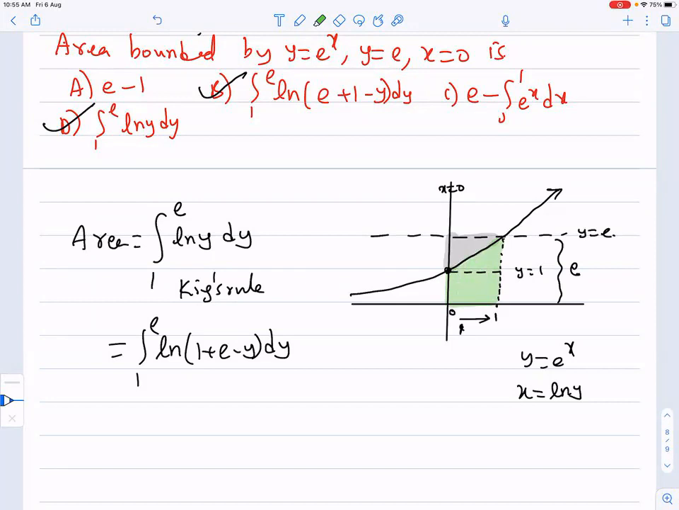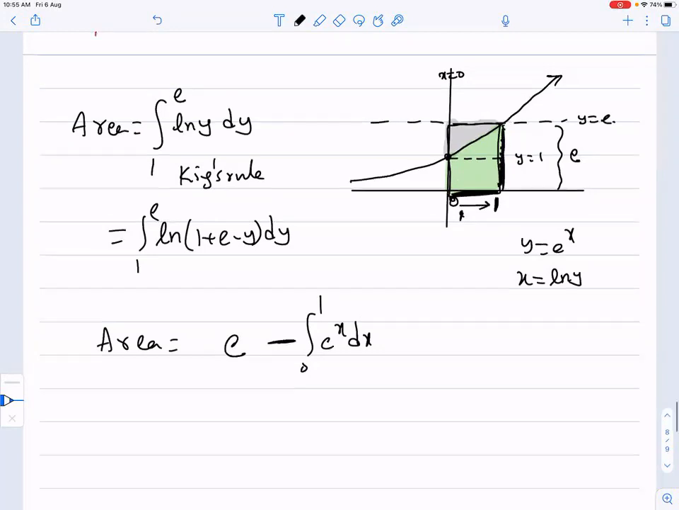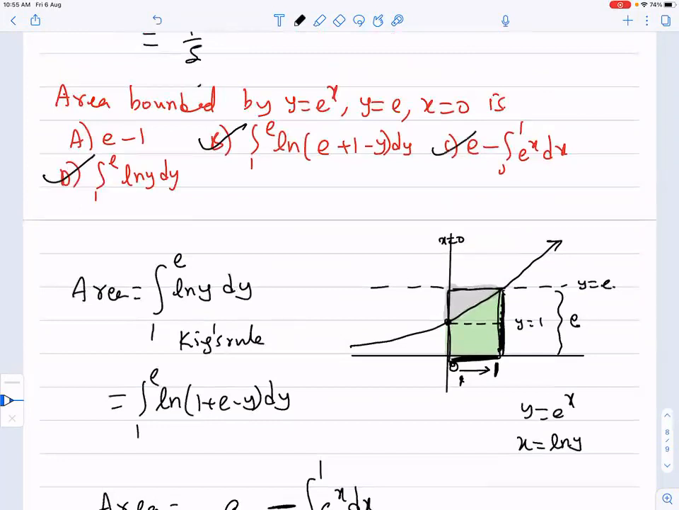Integral of e raised to x from 0 to 1. The x value goes from 0 to 1 with e raised to x. This is not what we need, but we are finding this out. Do you know why? Because I'm going to subtract it from the total rectangle area. Rectangle area is 1 into e. So the base e minus the integral from 0 to 1 of e raised to x. That is option C. Did you understand, students?